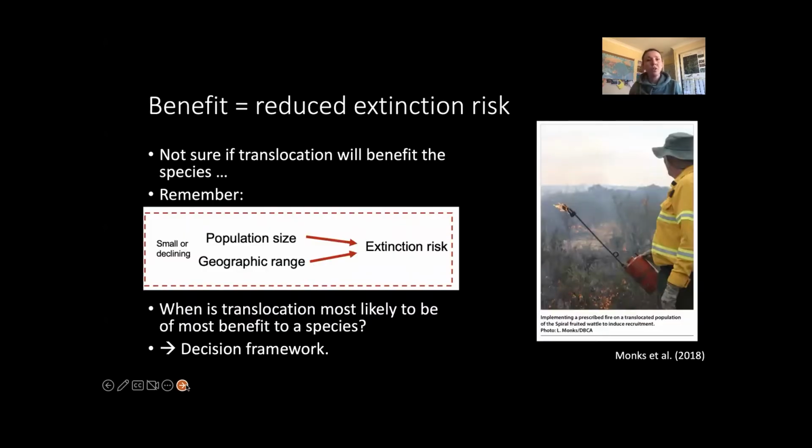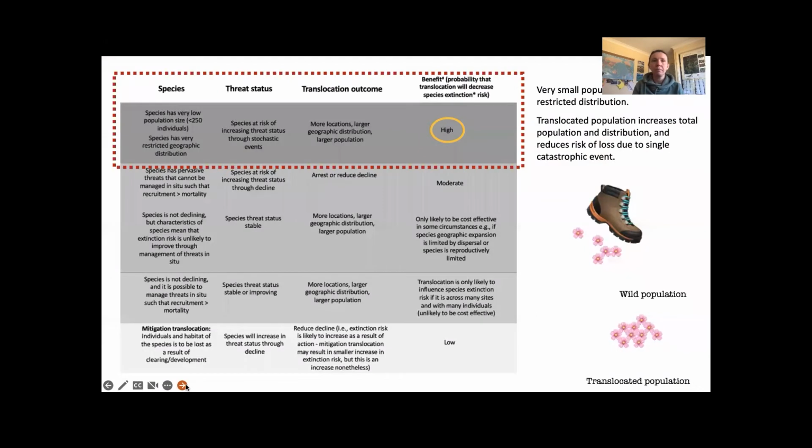So if you're not sure whether your translocation is going to benefit your species, you've got to remember that if you've got a small population size or a small geographic range or declines in either of those, your extinction risk is increasing. And so translocation can be used to mitigate one or both of these. I'll talk you through some examples. We made a decision framework as part of this study.